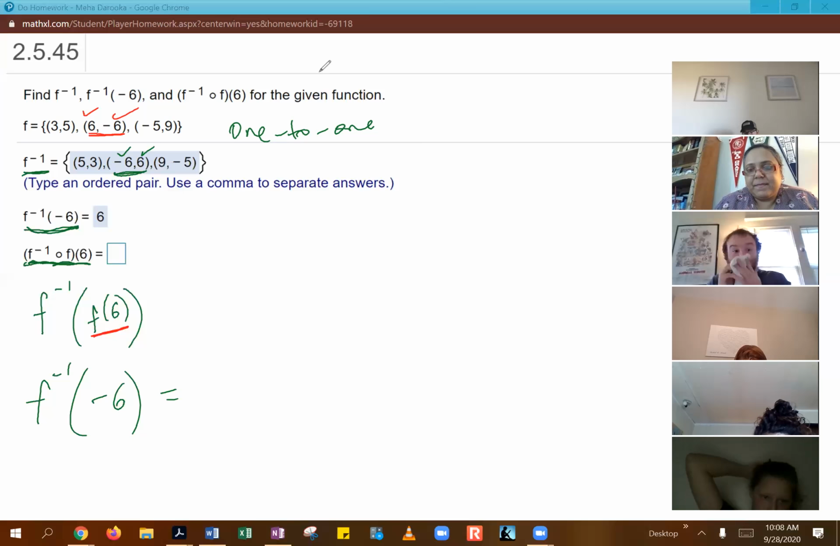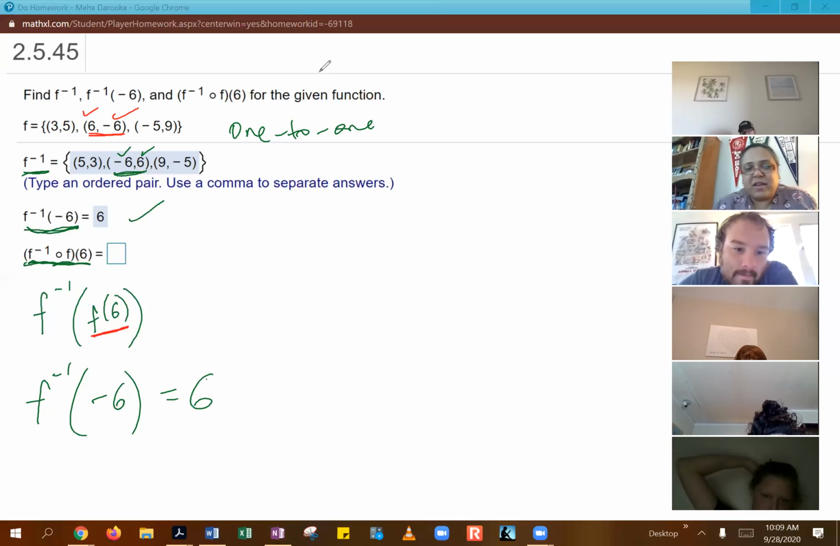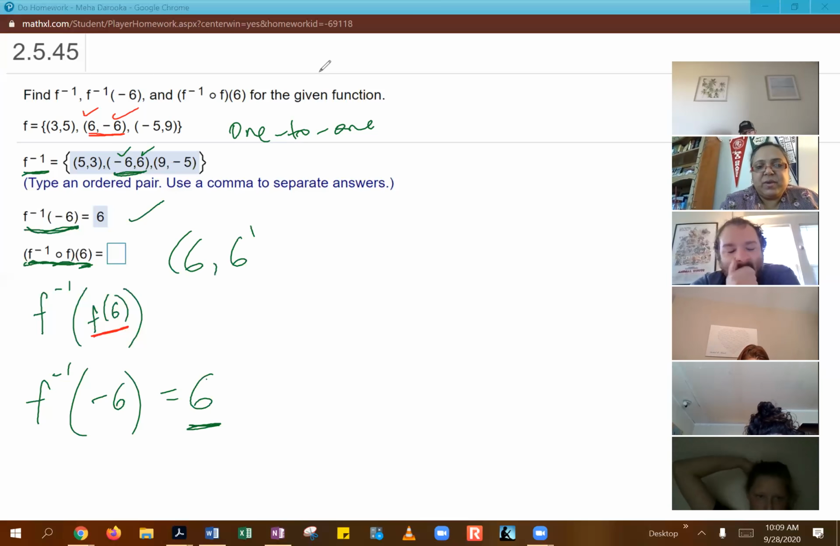What do we get? +6? Yeah, because you just did that over here, right? That's basically the same answer. So what's happening over here, guys, if you look at the composition, we originally started out by using 6 as our x value. By the time we finished our composition calculation, we ended up with that same answer, 6, right?